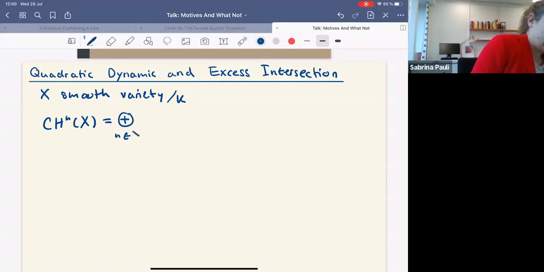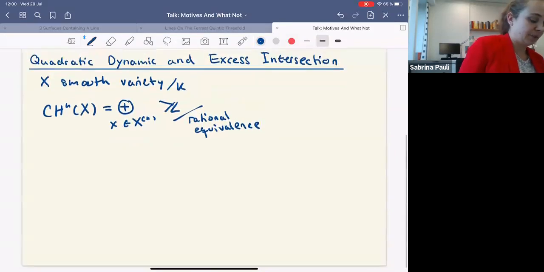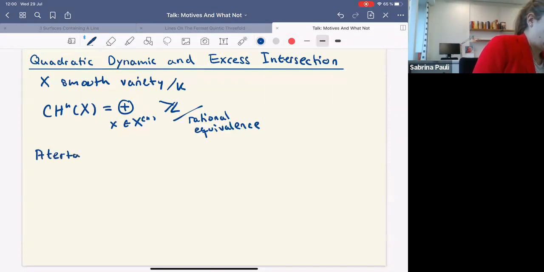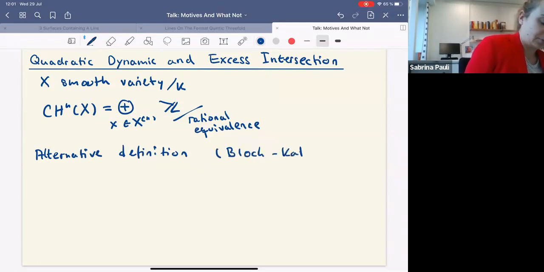We take codimension n points. Those generate this group, and then we mod out by rational equivalence. But let me give you an alternative definition of this, which is due to a formula by Bloch and Kato.